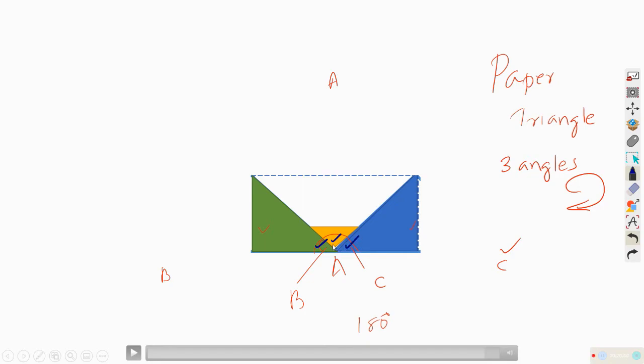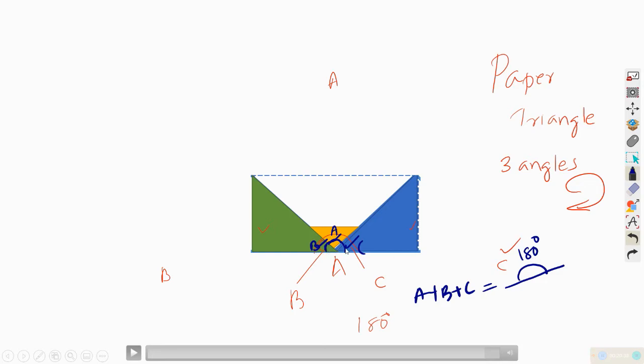This is A, the angle of the original triangle. This is B, the angle of the original triangle. This is C, the angle of the original triangle. That means A plus B plus C together lie on a line. That means it is 180 degrees.